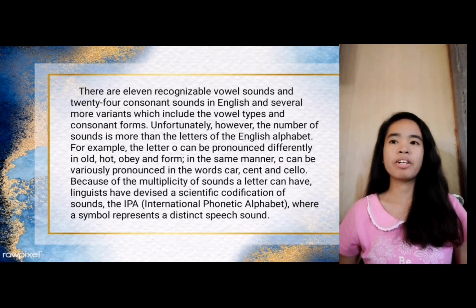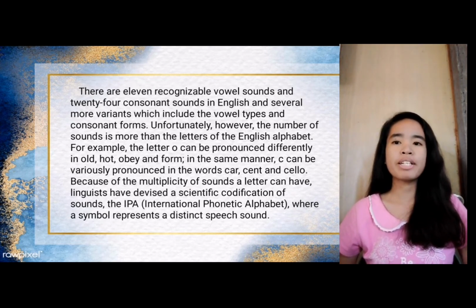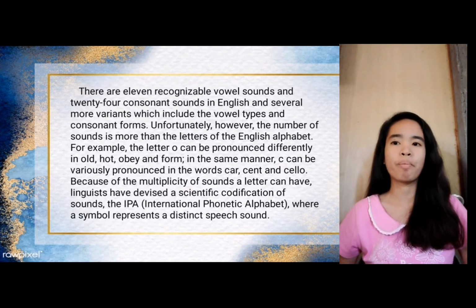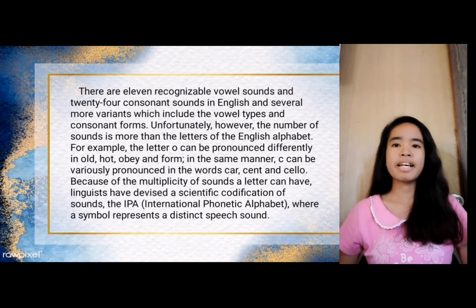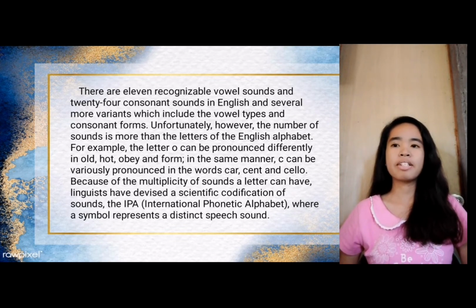There are 11 recognizable vowel sounds and 24 consonant sounds in English and several more variants which include the vowel types and consonant forms. Unfortunately, however, the number of sounds is more than the letters of the English alphabet. For example, the letter O can be pronounced differently in old, hot, obey, and form. In the same manner, C can be variously pronounced in the words car, scent, and cello.